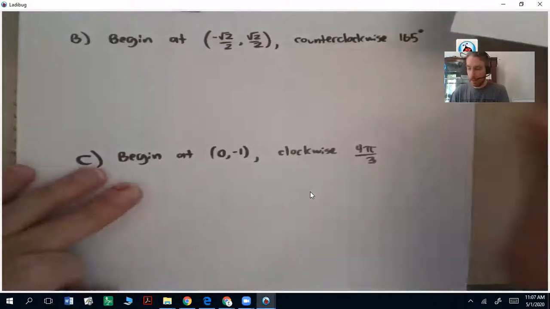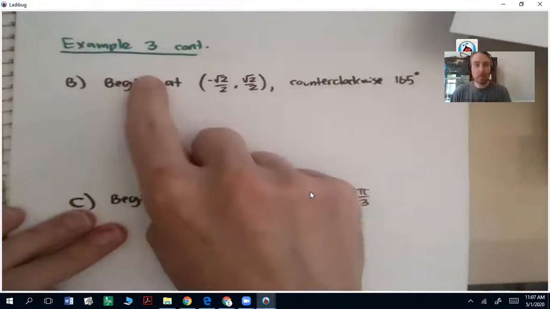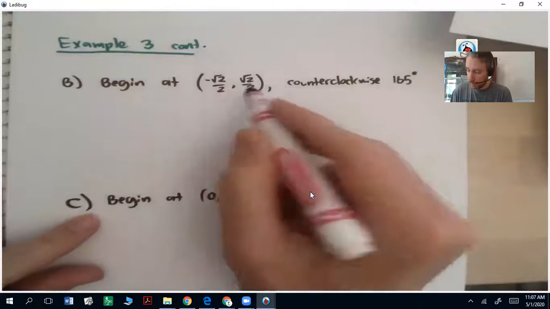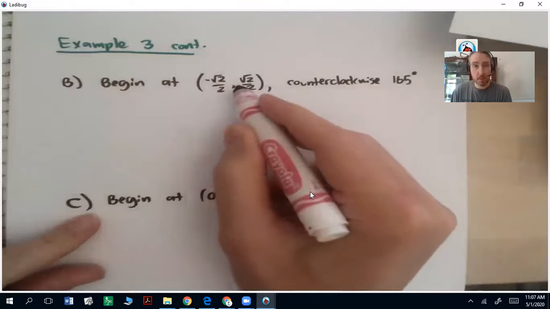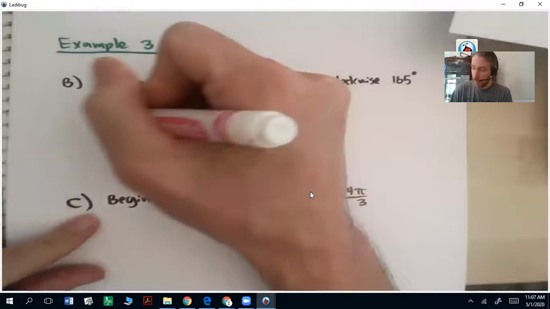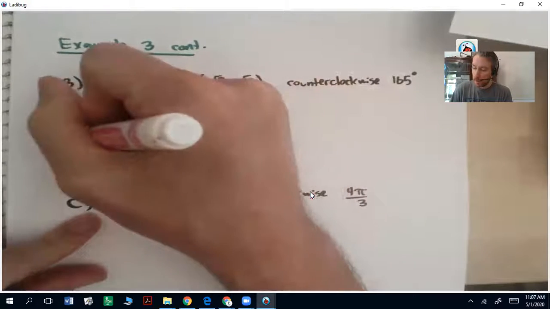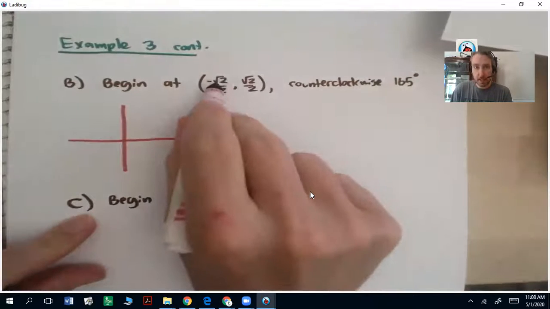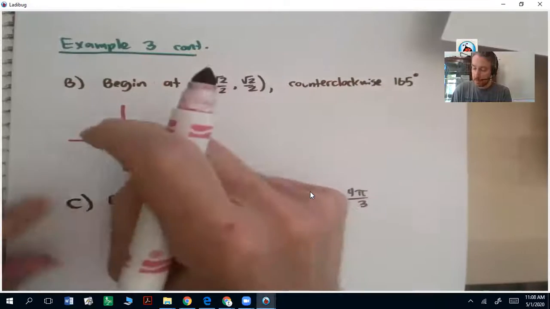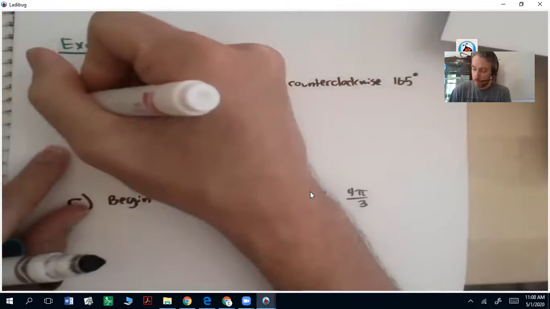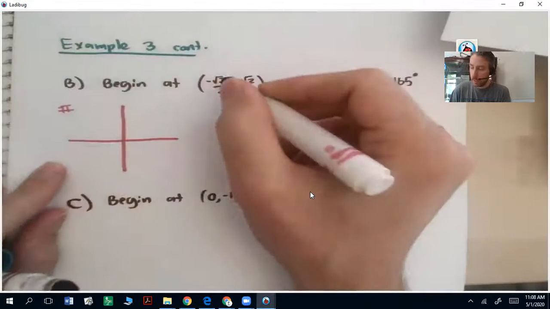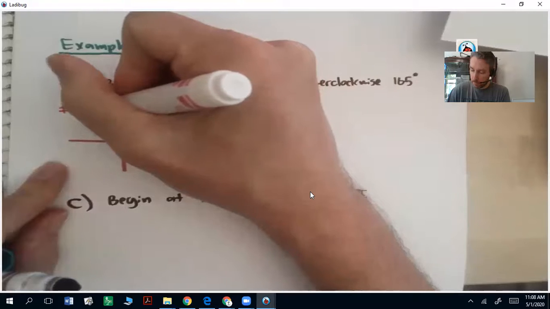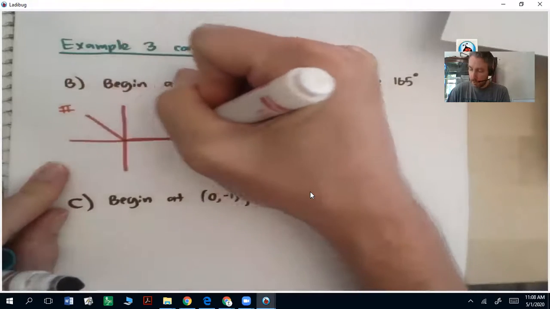All right, example 3, letter B, continue. In this case, we want to begin at the coordinate negative square root of 2/2, comma, square root of 2/2. So think about a unit circle. Where is that coordinate? The x value is negative, the y value is positive, which means it's going to be in quadrant 2. And when it's the same coordinate, square root of 2/2, that's halfway in between. So we're starting at that angle.